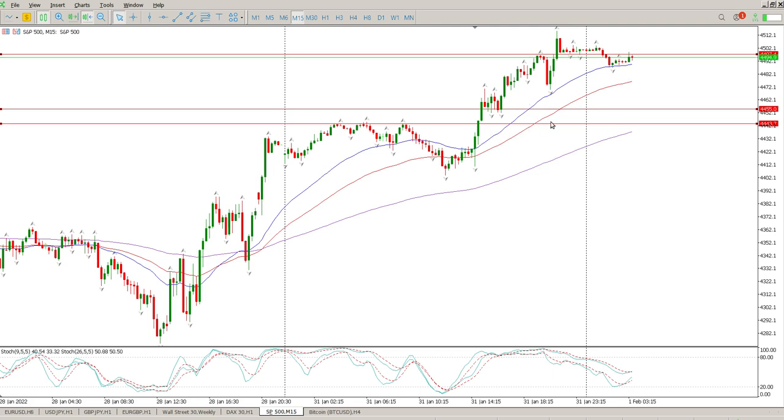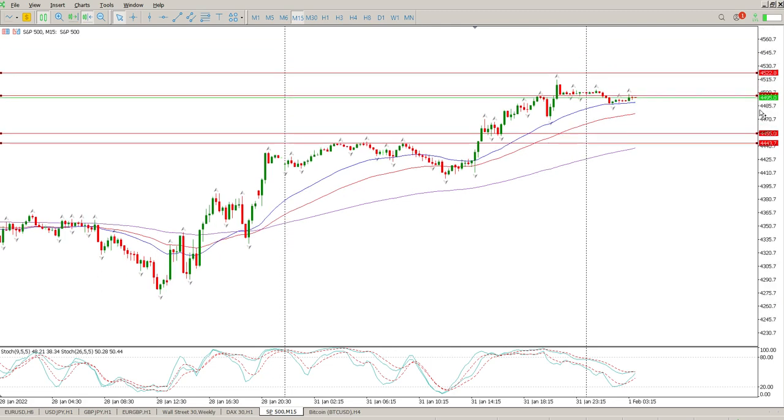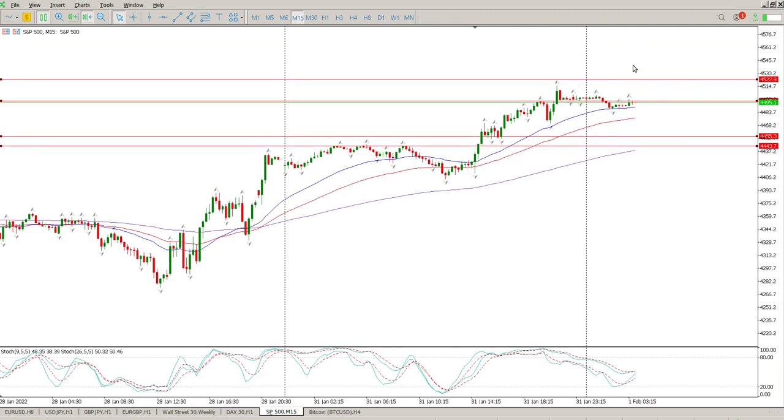Because that is an indication that we are going to come back and sort of find some support. 15-minute oscillators sort of did cross over and point down while we're going sideways, and now they've crossed over and pointing back up. So there is a bit of structure forming here, but I don't trust these big levels here.